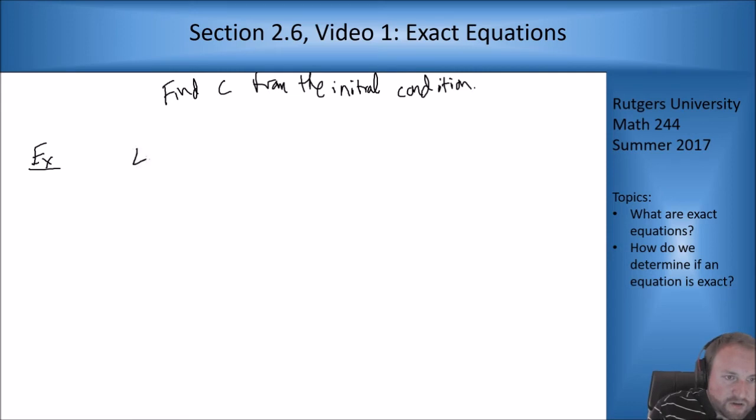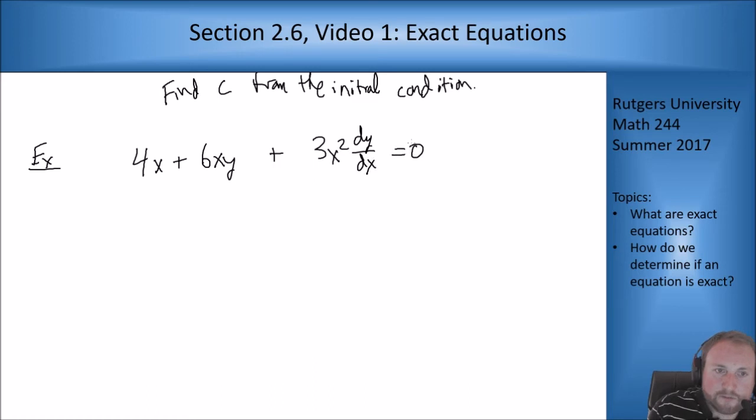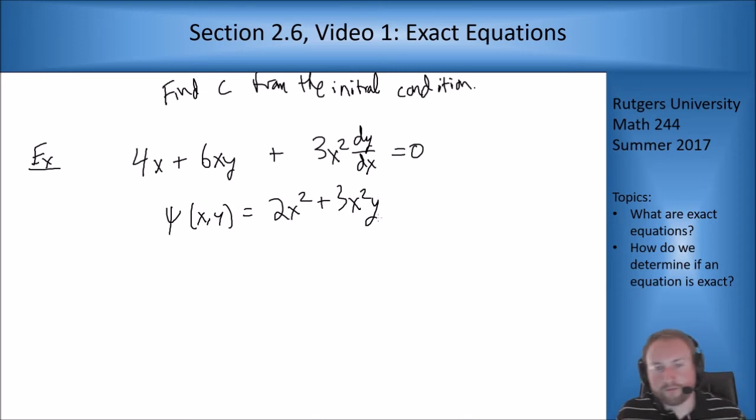If you look at the equation 4x plus 6xy plus 3x squared dy/dx equals 0, I can take the function psi of x and y to be 2x squared plus 3x squared y. Now, if you take the x derivative, you will get 4x plus 6xy. If you take the y derivative, you will get 3x squared. So this psi meets our conditions, and it's a nice enough function that locally it will define y as a function of x.